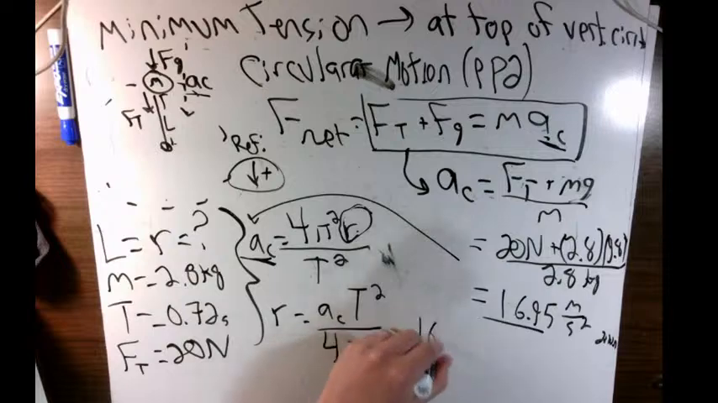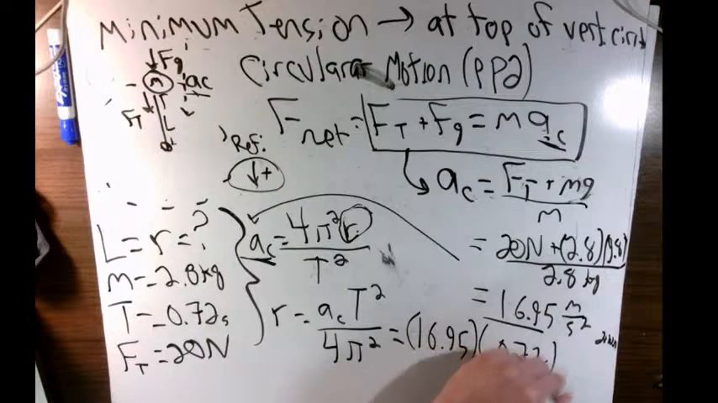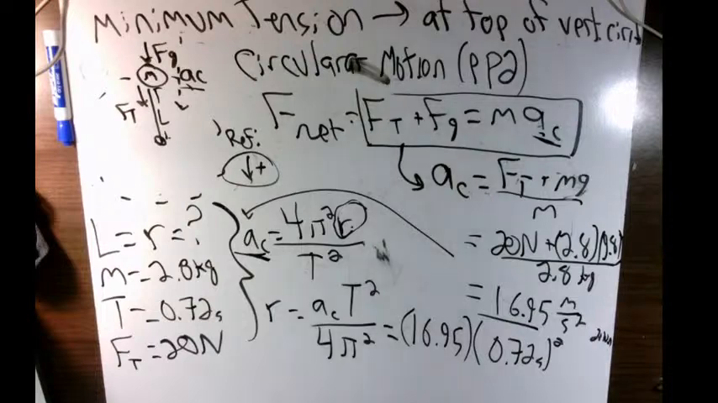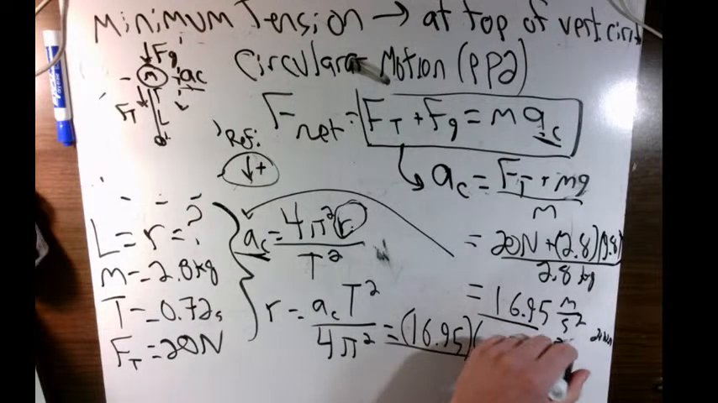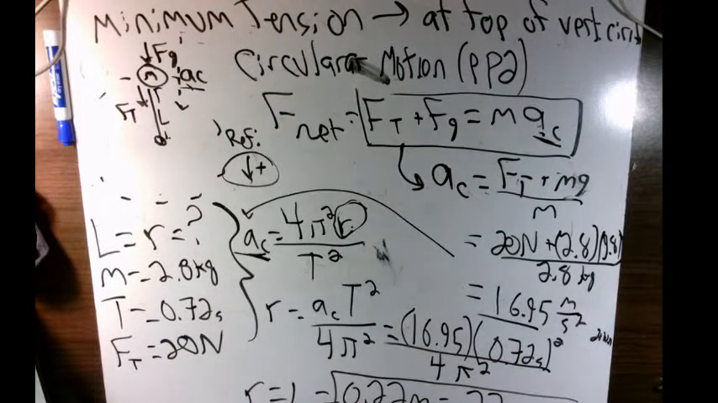Centripetal acceleration of 16.95 times period of 0.72 seconds squared. Be careful when you're doing questions. Period needs to be in seconds. If it's given in minutes, hours, or anything else, convert it to seconds. That's our standard unit for time. And we're going to divide this all by our 4 pi squared, giving us a radius or a length of 0.22 meters, also known as 22 centimeters. Either of those answers will be correct.